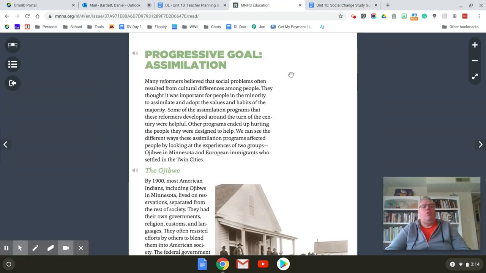All right, the progressive goal of assimilation. Many reformers believed that social problems often resulted from cultural differences among people. They thought it was important for people in the minority to assimilate and adopt the values and habits of the majority. Some of the assimilation programs that these reformers developed around the turn of the century were helpful. Other programs ended up hurting the people they were designed to help. We can see the different ways these assimilation programs affected people by looking at the experiences of 2 groups, Ojibwe, Minnesota, and European immigrants who settled in the Twin Cities.